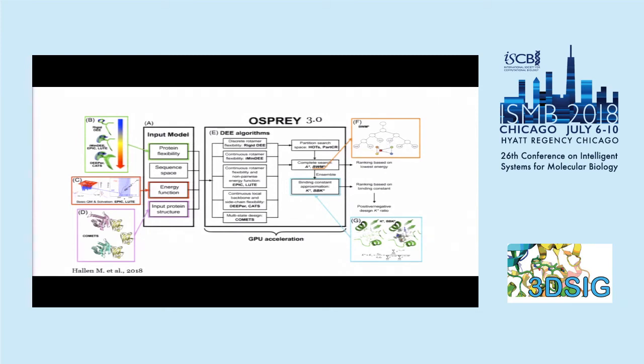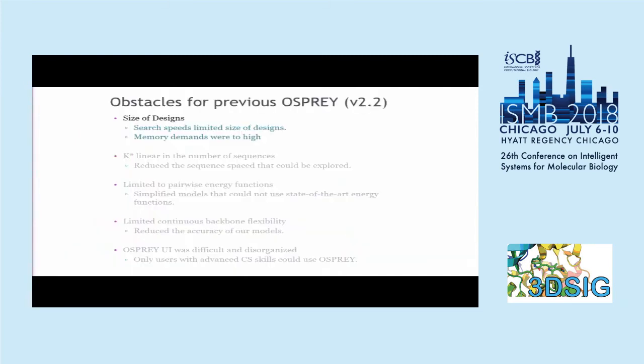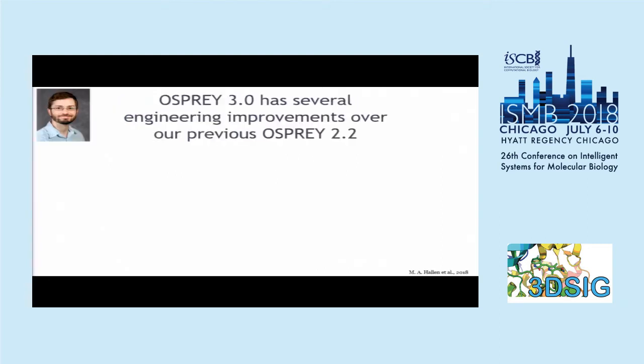And what that means for the user is that if you're talking about size of designs, which were limited, they were limited because our search speeds were actually not fast enough, and because our memory demands were way too high. So in work done by Dr. Jeff Martin, who is here today, we've been able to make significant improvements to this, and these improvements have been mostly engineering, or that's what I'm going to show you now.